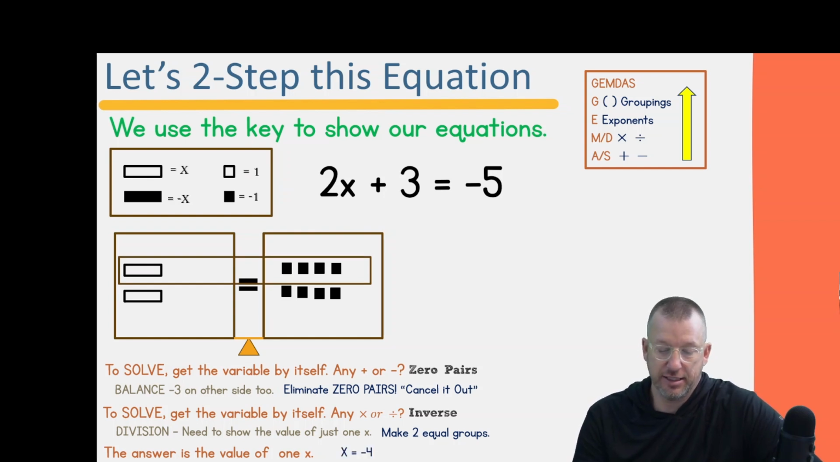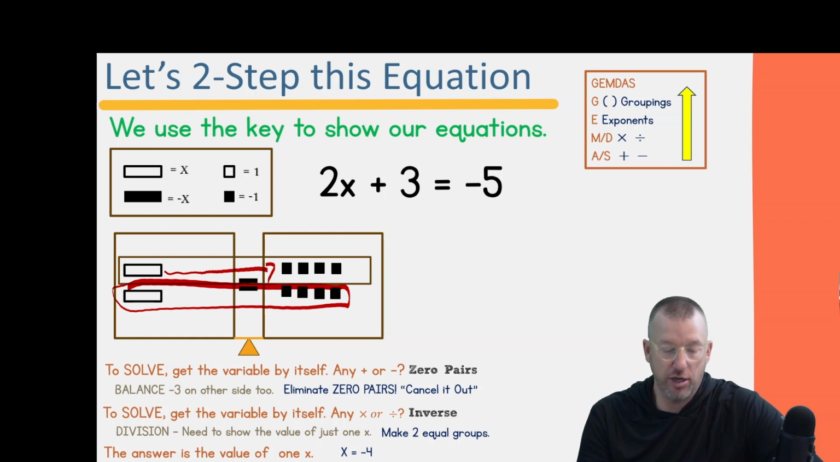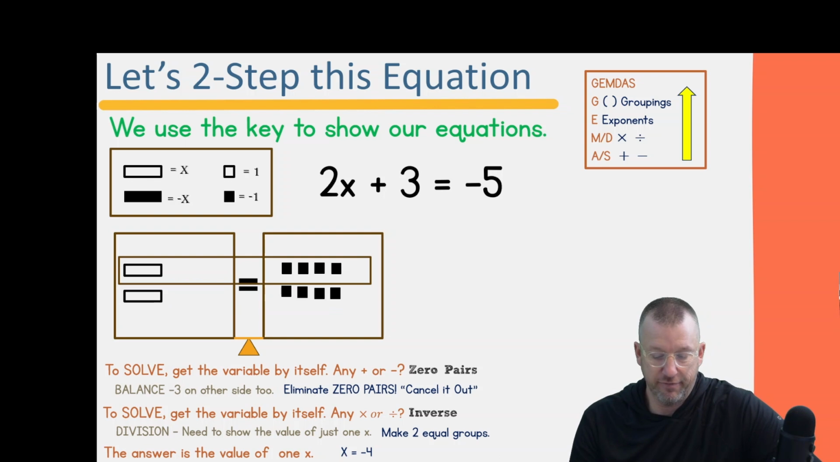So our answer is x equals negative 4. All right, because 1x is equal to negative 4, and this other one is also equal to negative 4. So we know we used division correctly. So x equals negative 4.